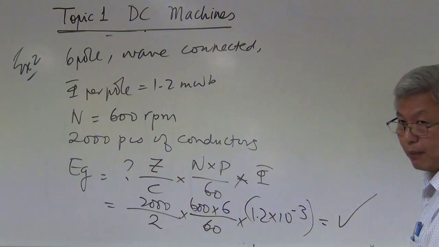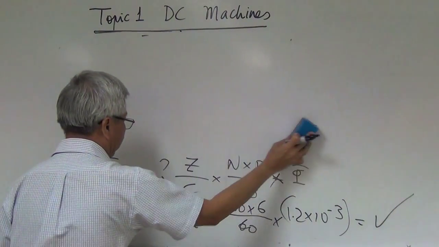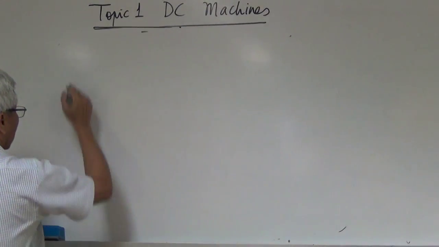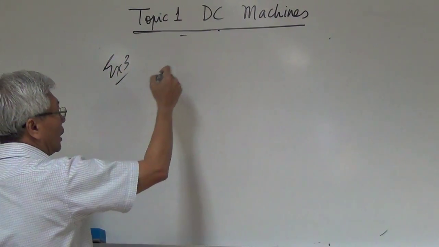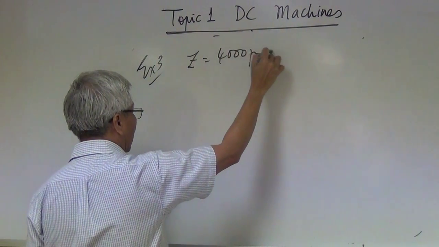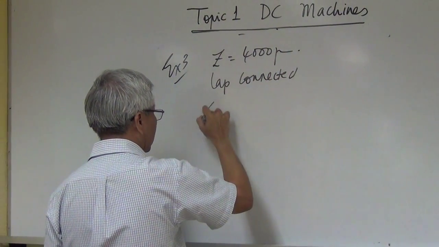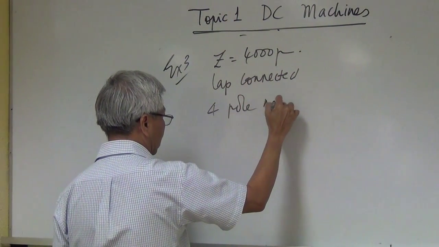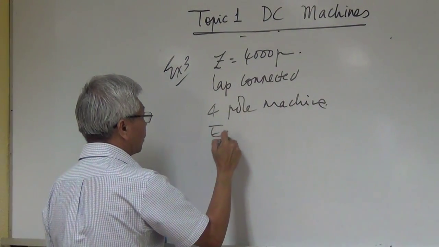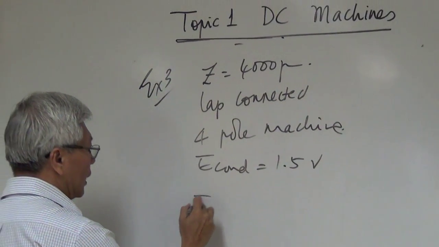Let's move on to example 3, where we talk about the parallel path concept. The total number of conductors is equal to 4000 pieces, and it is lap connected, and this is a 4-pole machine, and the voltage produced by each conductor is equal to 1.5 volt. Right? And you ask, A, what is EG?